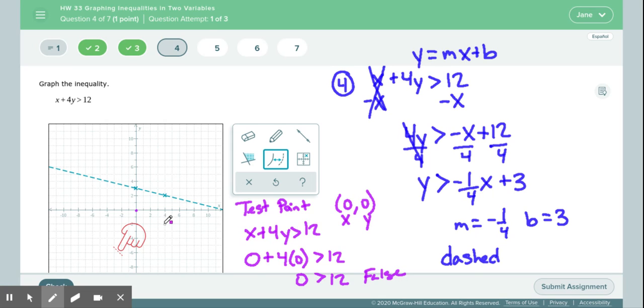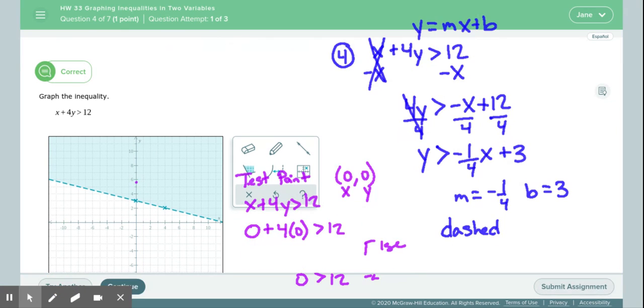All right, so see where I plotted my point here? What that means is I need to click my shading tool. Instead of clicking on that point where it is, I need to go to my line and go to the opposite side and click. And that means that all of my solutions lie above my line. And since it's homework, I can check it to make sure that it's right before I move on to the next question.